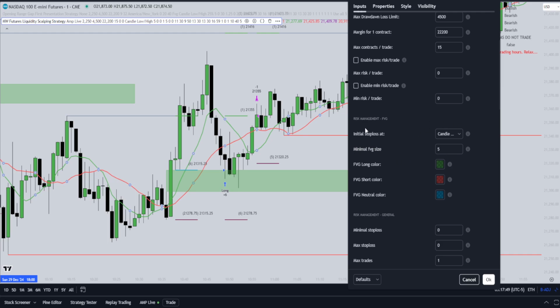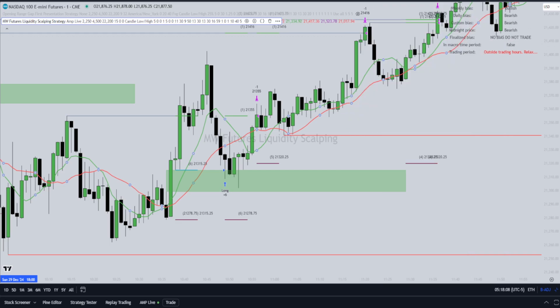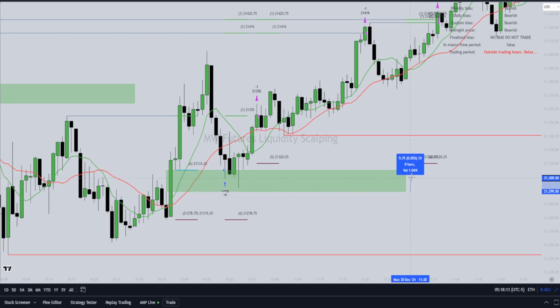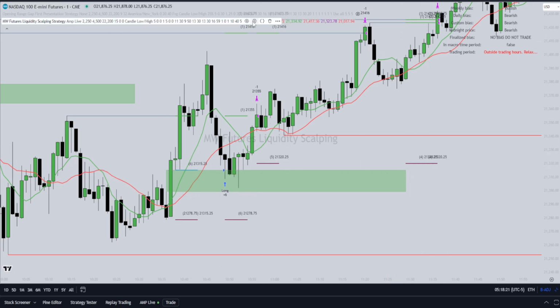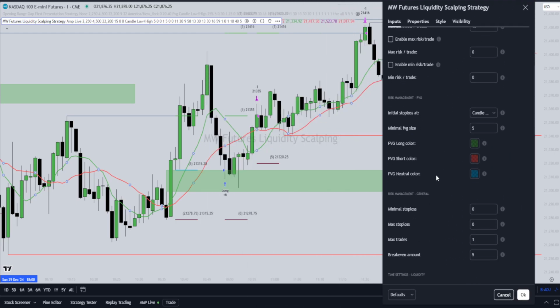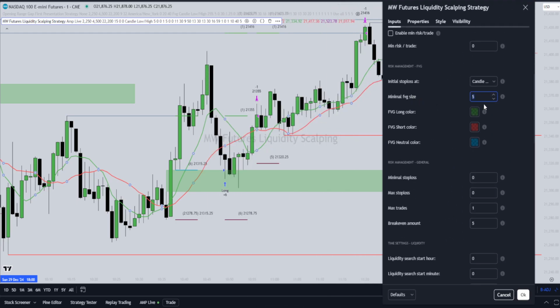Now let's go over the second topic, and that is the minimum fair value gap size. By default, this is set to 5. Let's read what the tooltip explains to us. The minimum amount of handles required for a valid tradable fair value gap. On default, this is set to 5, and what does that actually mean? If we look at how large this fair value gap is, it is 15.75 handles.